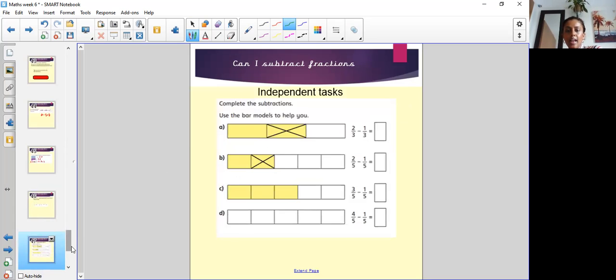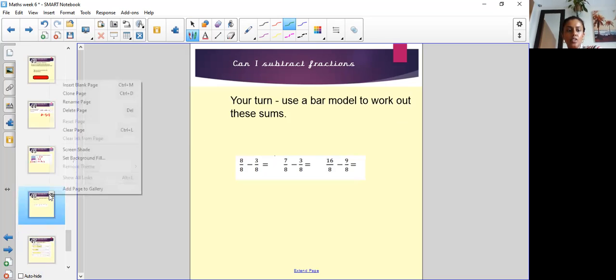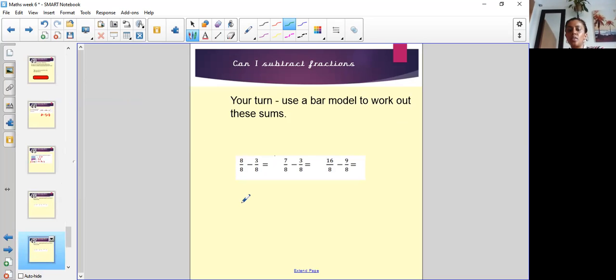Okay, I am going to add a screen just for us to go through it. So here we have our question. So we've got 8 eighths minus 3 eighths. So what you could do is you could draw a bar. I'm just going to do a rough bar and add in my 8. So it's 1, 2, 3, 4, 5, 6, 7, 8. So I know there's 8 eighths, and I'm shading in 3.